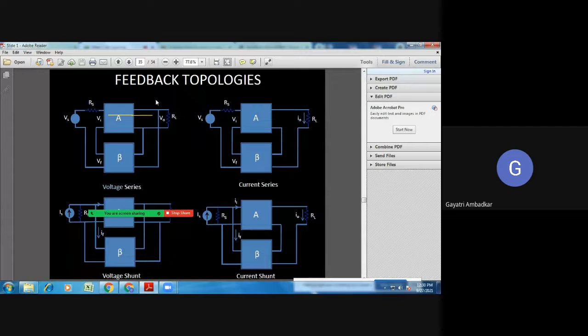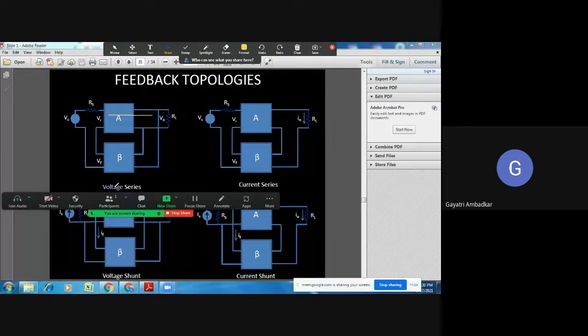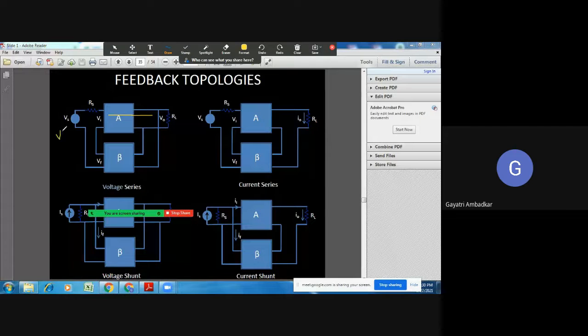If you see voltage series amplifier, input is voltage, output is also voltage. So I will define its gain as AV equal to output voltage upon input voltage. This is the voltage amplifier. Look at the current series. What is your input signal? V. And what you are sampling? Current. It means output is I. Its gain will be the ratio of I by V. So which amplifier is this? Transconductance amplifier. Good.